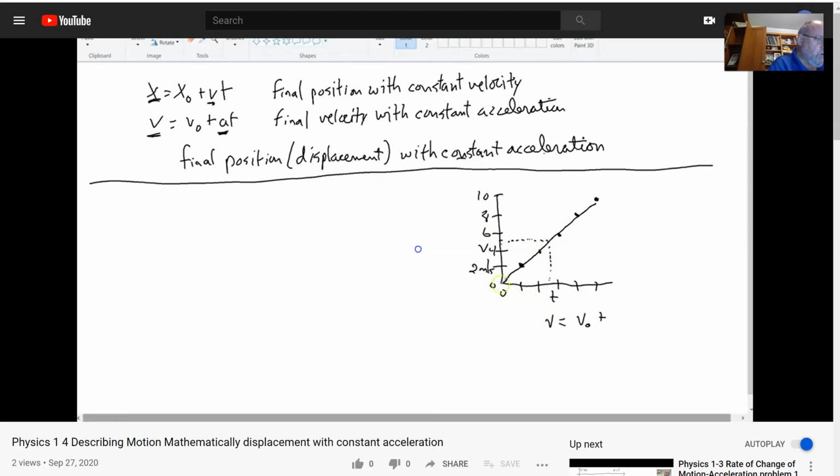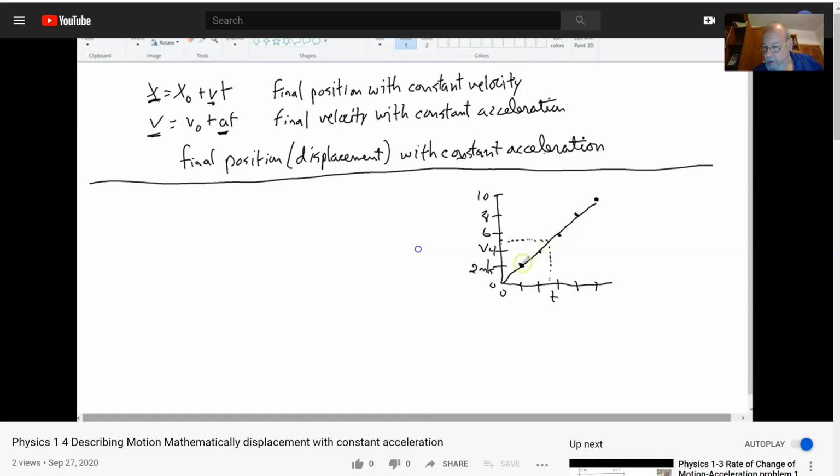Let's say that again. If I go from 0 to 10 meters per second over 5 seconds, and I do that at a constant rate, it will be as if I was going 5 meters per second the entire time. For half of the time, I would be going less than 5 meters per second. For the other half of the time, I would be going greater than 5 meters per second by the same amount.